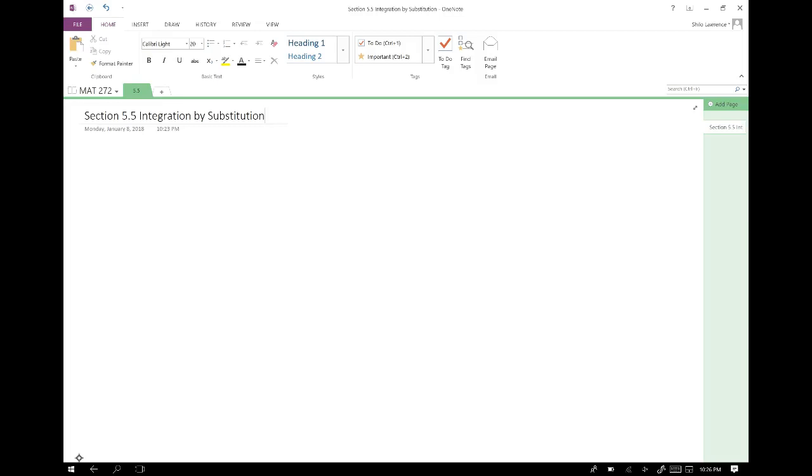Integration by substitution is actually something we learn in Calculus 1, but I think it's really important to do a good review of it here at the start of Calculus 2. Our first two chapters are very, very heavy in integration, especially our second chapter. It's all about advanced integration techniques.